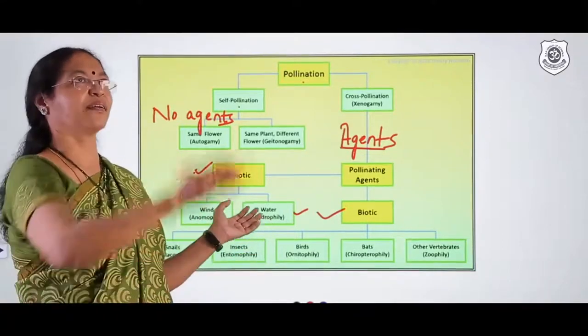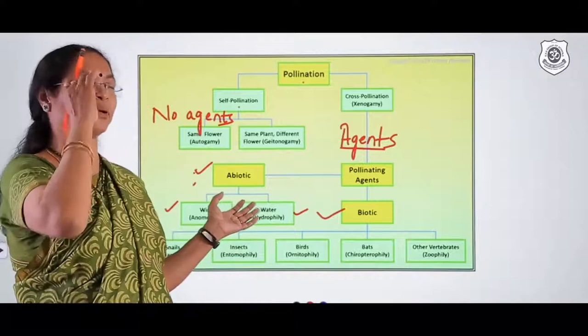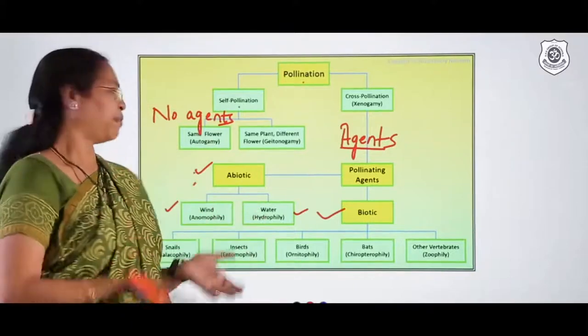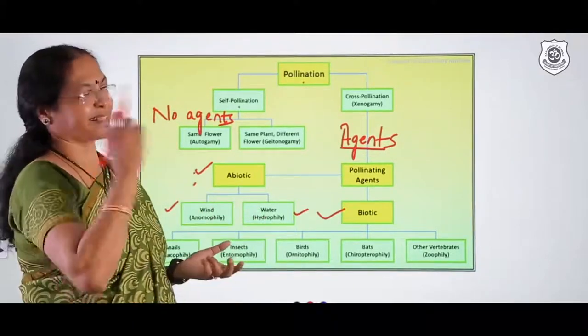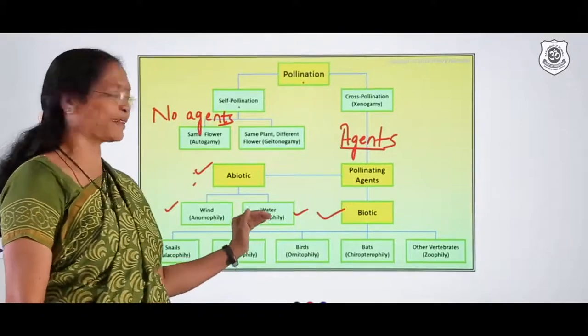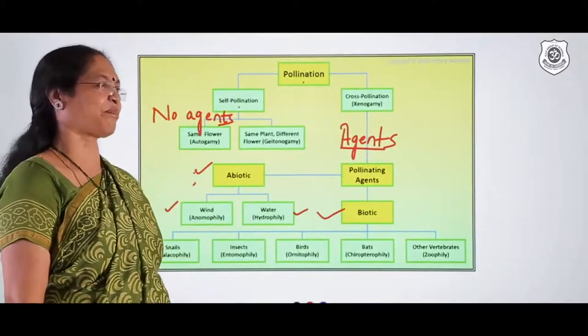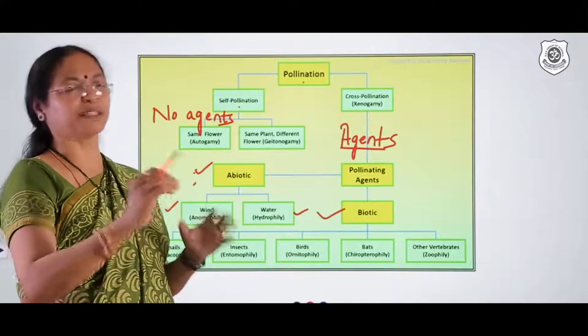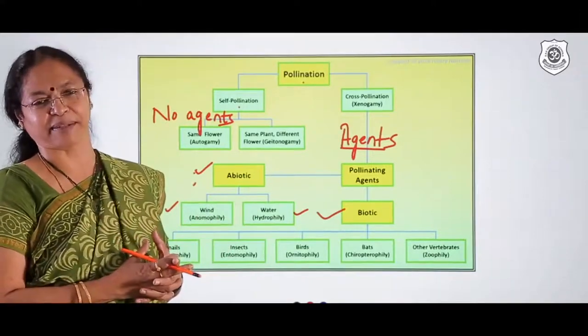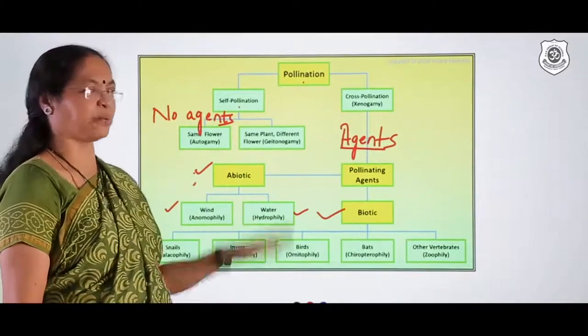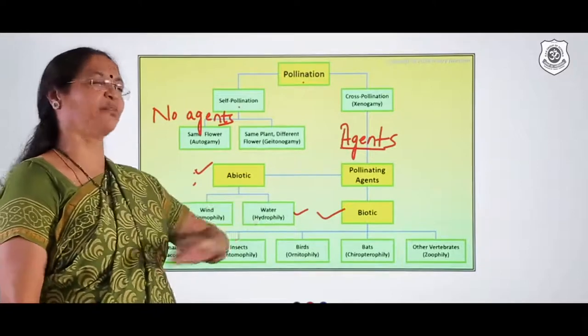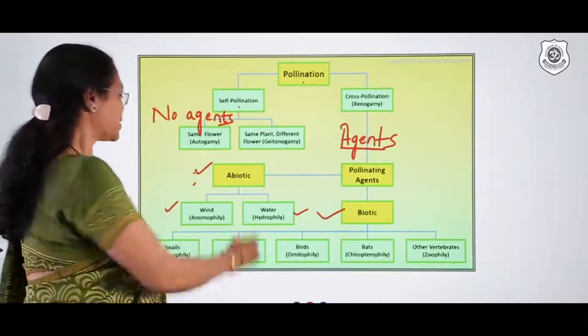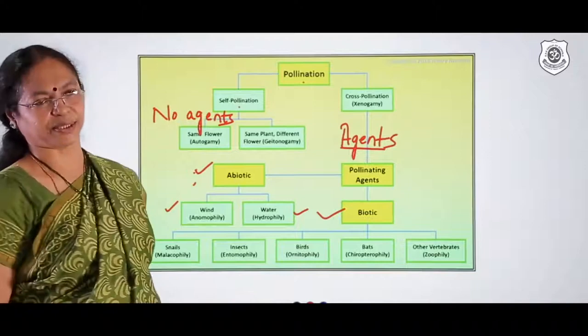Water, the coconut trees which grow by the side of water, maybe again, okay, there it is, seed dispersal. Okay, I'm just coming back. So this is water pollination. The plants which are in water, for example, Vallisneria. So the pollination is by water. The waves will carry the pollen grains. So wind and water, abiotic agents.